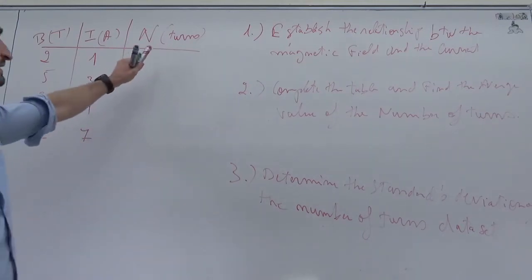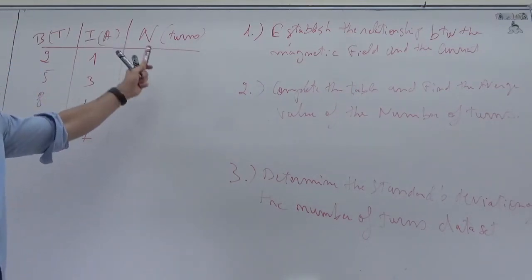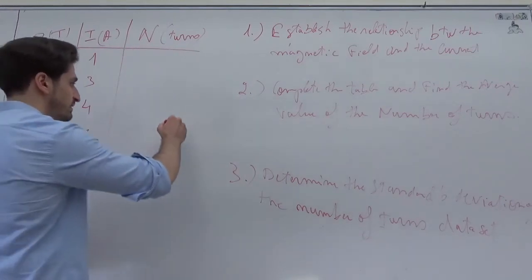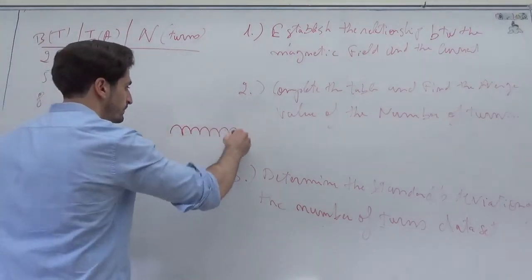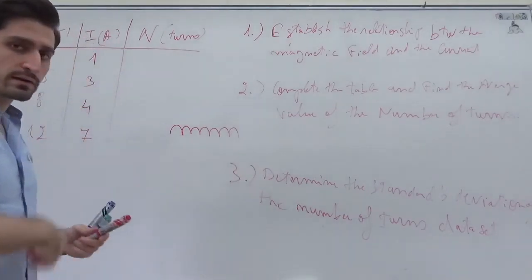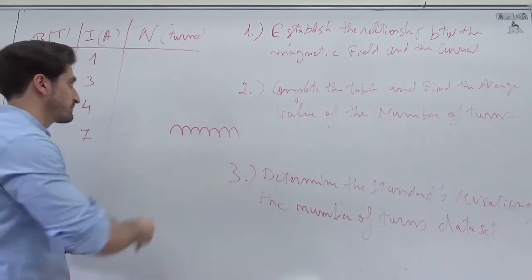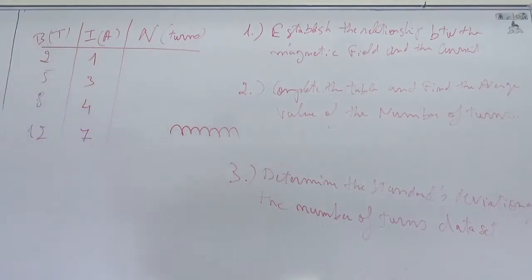Now over here we have a third parameter, which is an unknown, which is the number of turns of a solenoid. So the shape of the solenoid is basically like that. It's basically a copper wire wrapped in many turns. So it has a certain specific number of turns, and we want to determine that number of turns.